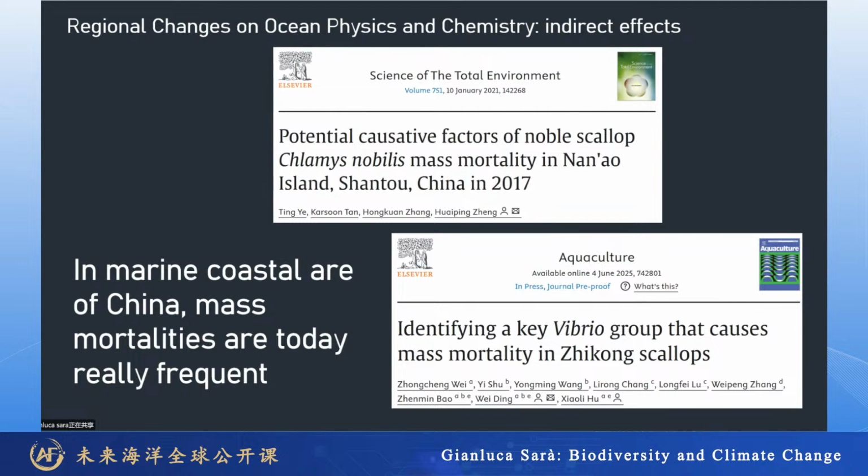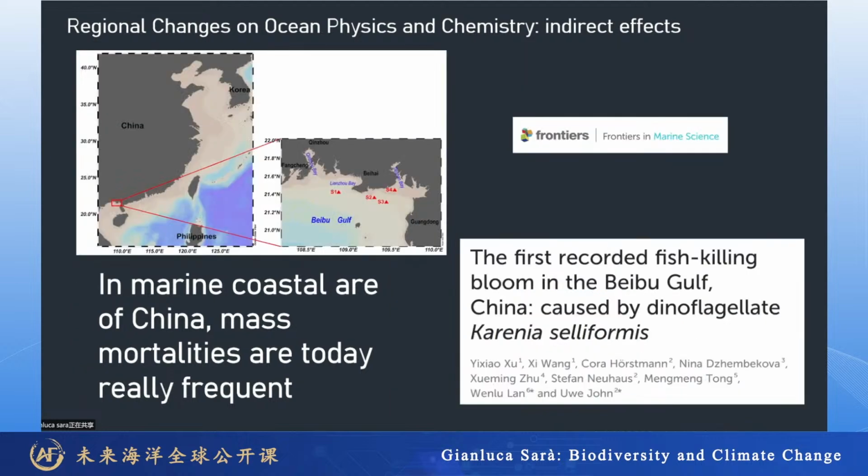You have a different kind of example. This paper is really from 2021. This one, for example, is from 2025, so it is new, because they always measured the effect through disease, or through bacteria or viruses, on bivalves in aquaculture and so on. We have other examples of indirect effects in the China seas.